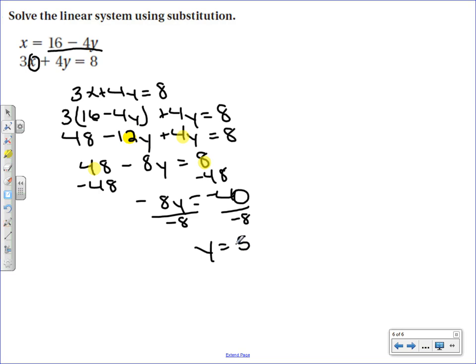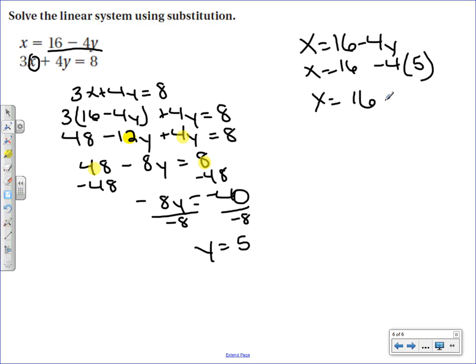I need to find x. I can put it into either equation. I am going to choose the first equation. 16 minus 4y. X equals 16 minus 4. And instead of y, I'm putting in 5. So x equals 16 minus 20. X equals negative 4. So the solution, the point where these two lines would intersect, is negative 4, 5.